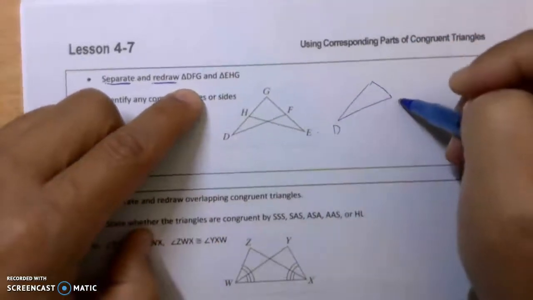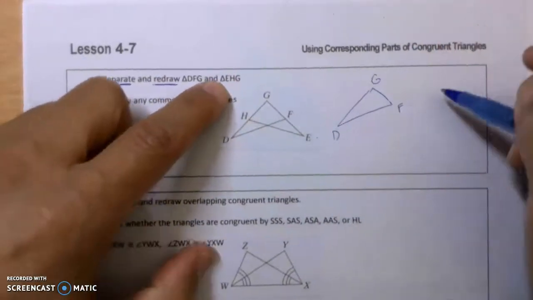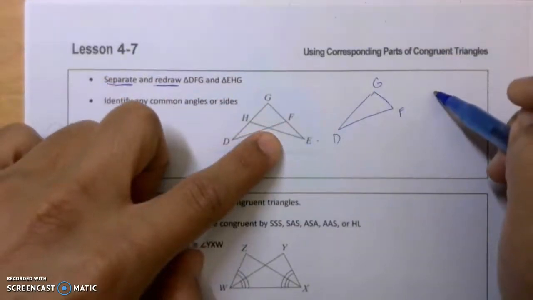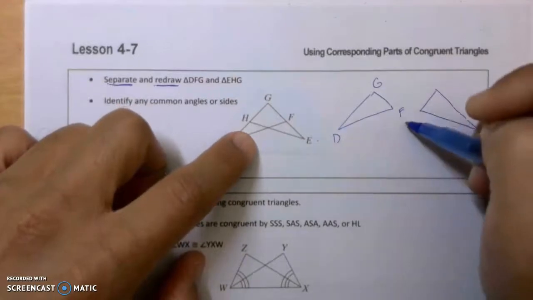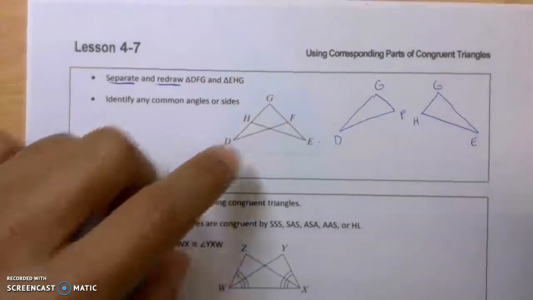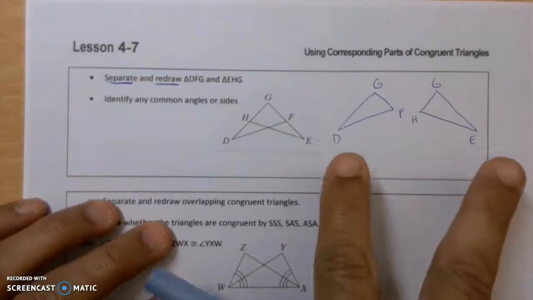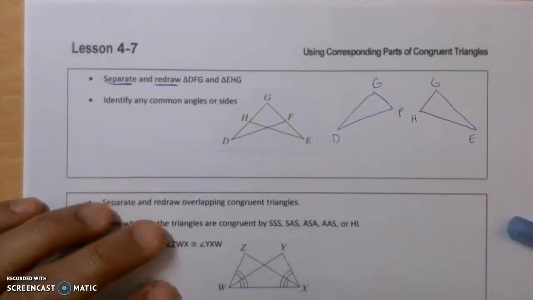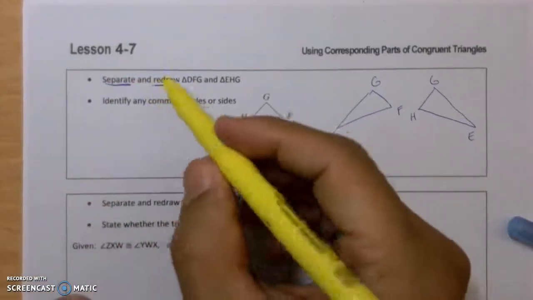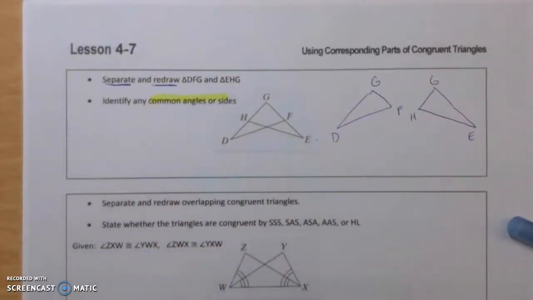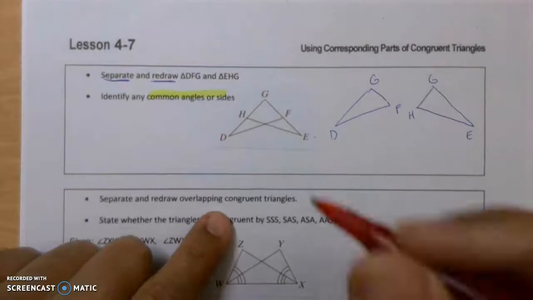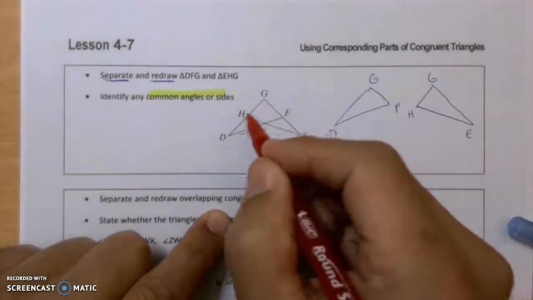here, DFG, and then also this other triangle here to the rightish, where it is EHG. Okay, so the first thing you do is separate them. And then it asks you to identify any common angle or sides. And for this particular picture, they both share this triangle here to the left, this triangle here to the right.